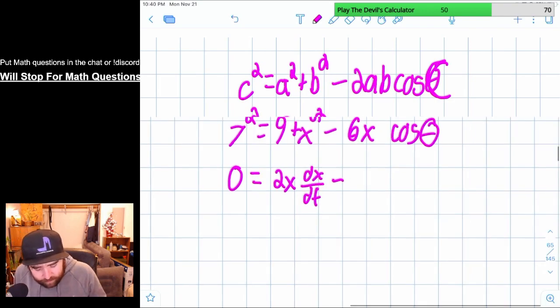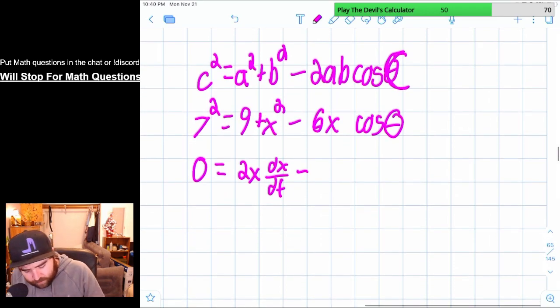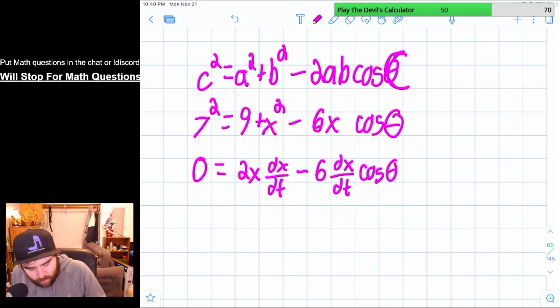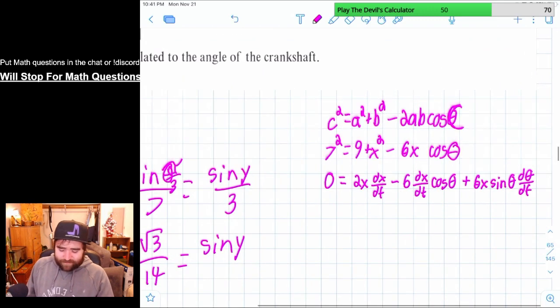And then here you got to use quotient product rule. So the derivative of the first is 6 dx dt times cosine of theta. And then minus, because you got to distribute the negative, so minus 6x times the derivative of cosine, which is negative sine of theta, and then d theta dt.